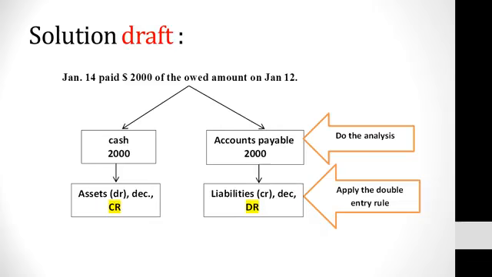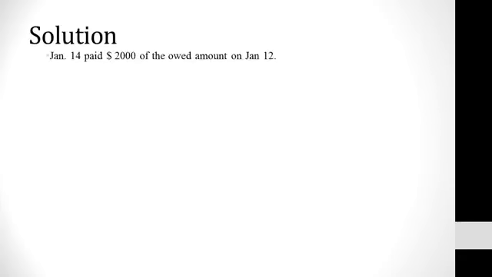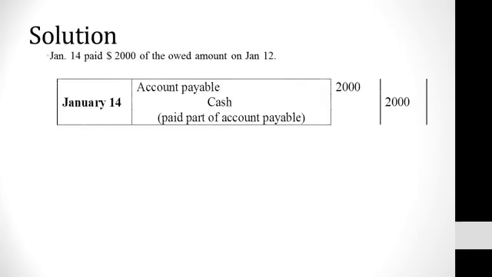January 14, paid 2,000 of the owed amount on January 12. So the two involved accounts here are cash and accounts payable. Cash is an asset, it is normally debit, it decreased so you're going to place it in the credit. Accounts payable is a liability, it is normally credit, it decreased because you are paying and fulfilling part of your debt, so it is placed in the debit, like so. Accounts payable in the debit side for 2,000, cash in the credit side for 2,000.